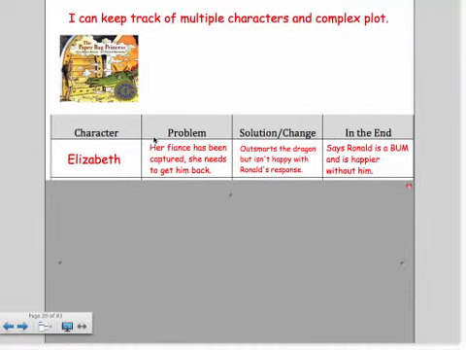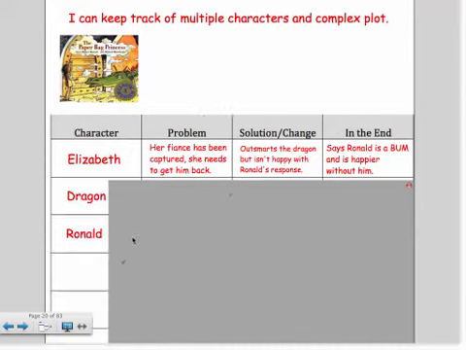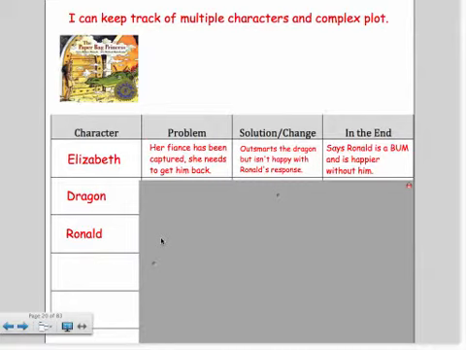And the problem that Elizabeth is facing is that Ronald, her fiance, the prince, has been captured and she needs to get him back. And while there are some other characters here, the dragon and Ronald, that we need to keep track of, it's a little bit more simple of a book, but we can still put this organizer to use. So we can see that this is the problem, that she needs to get her prince back. And her solution, or the change that she's going to see, is that she outsmarts the dragon.